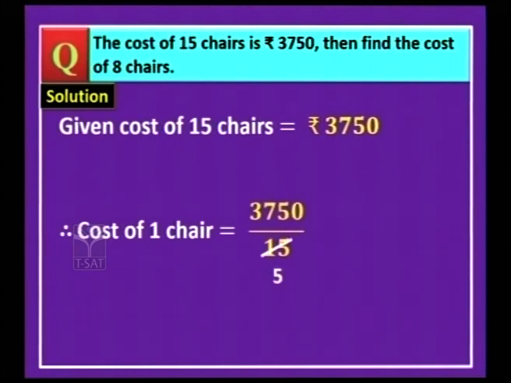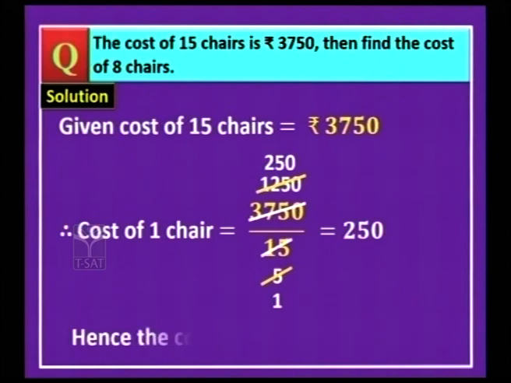So 3 goes 5 times in 15, whereas in 3,750 it goes 1,250 times. Now again there is 5 as a common factor. So 5 goes in 5 one time, whereas in 1250 it goes 250 times. So what is left, children? 250. That means the cost of 1 chair is 250.